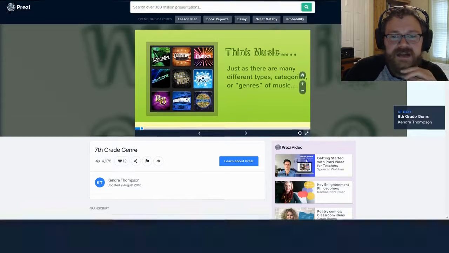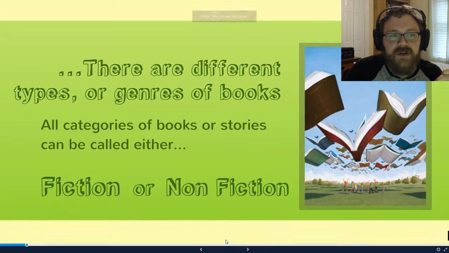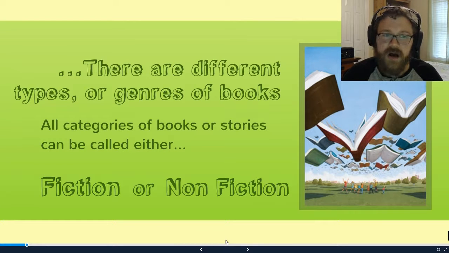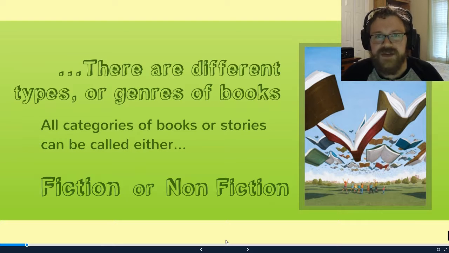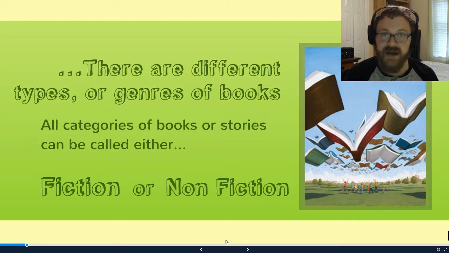So we are going to do that thinking, but we're going to think about it in terms of literature, right? There are many different types of genres or types of books, and all categories of books can be called either fiction or nonfiction, okay? So this is point of confusion number one, and it's the biggest point of confusion when it comes to genre.